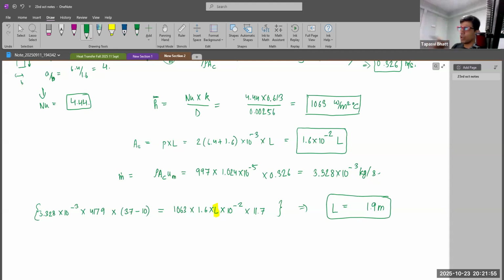We are going to need a 1.9 meter long, thin, rectangular cross-sectional tube running along the surface to be able to heat up the blood from 10 degrees to 37 degrees, which is the typical temperature for insertion of the blood inside the human body.